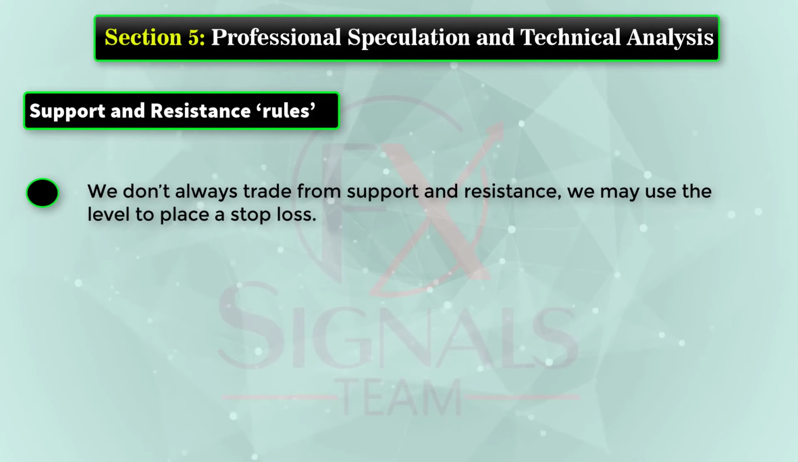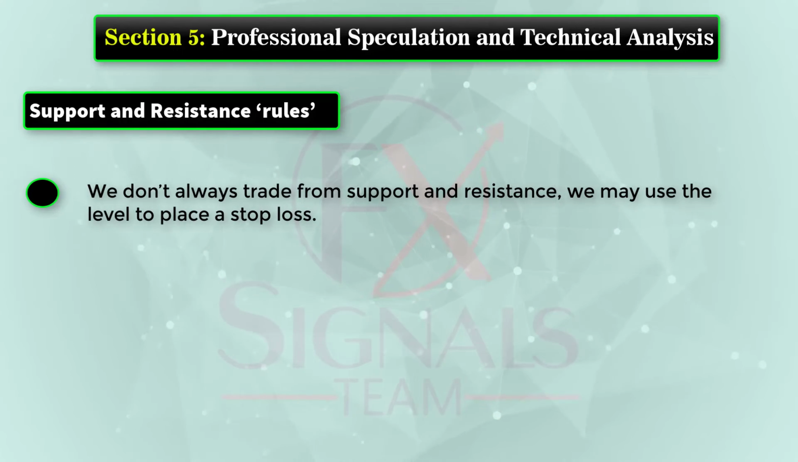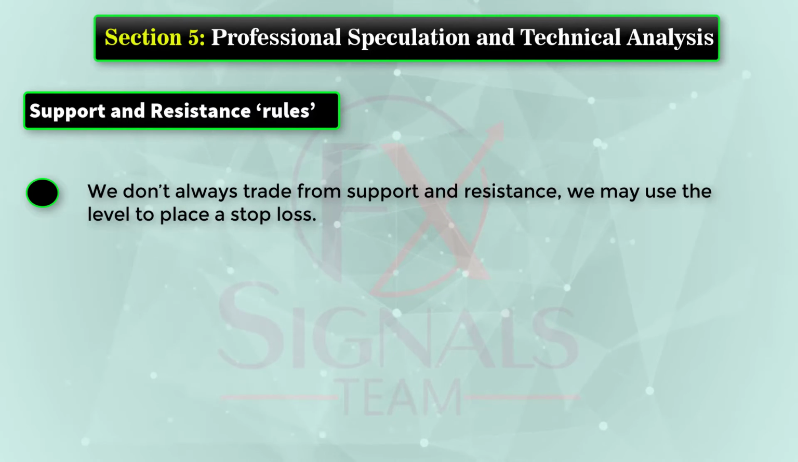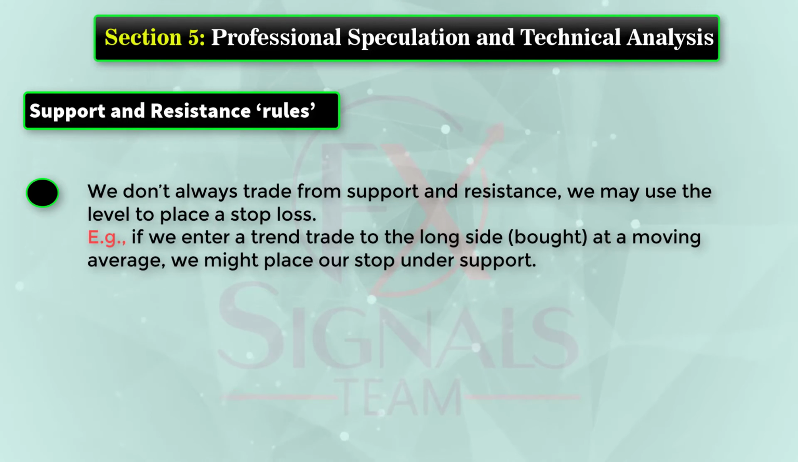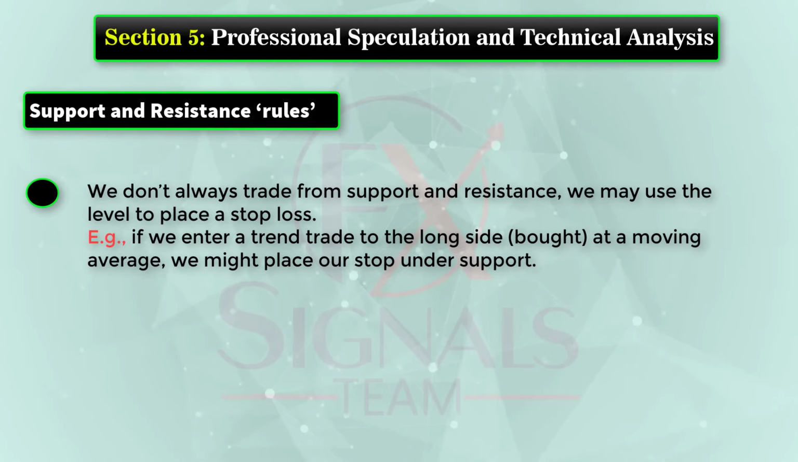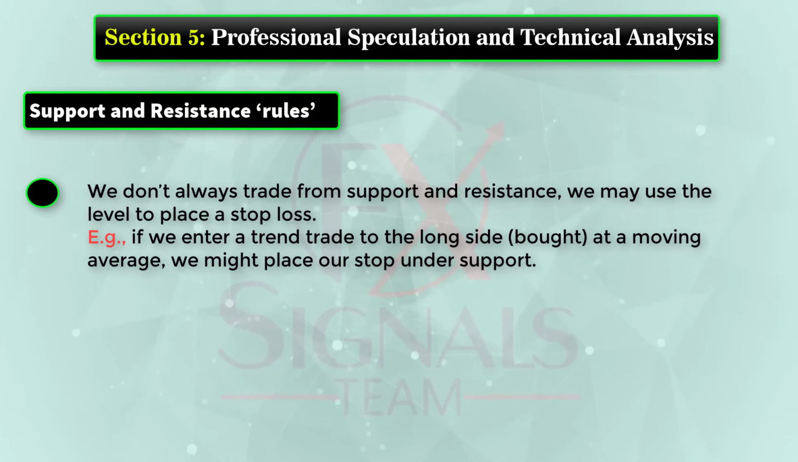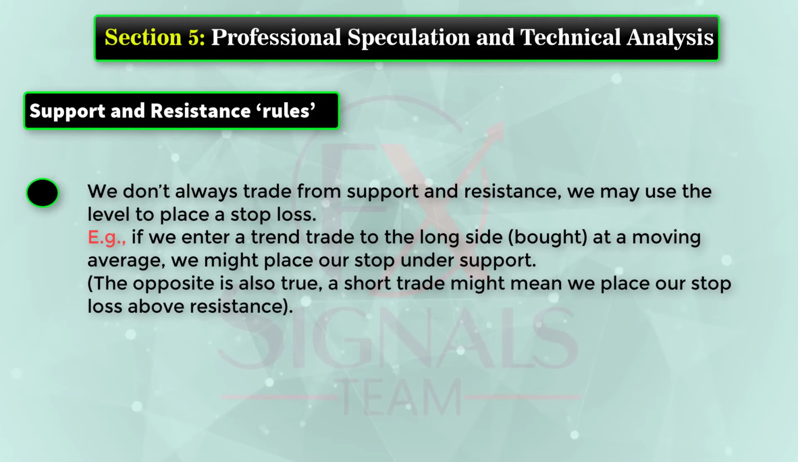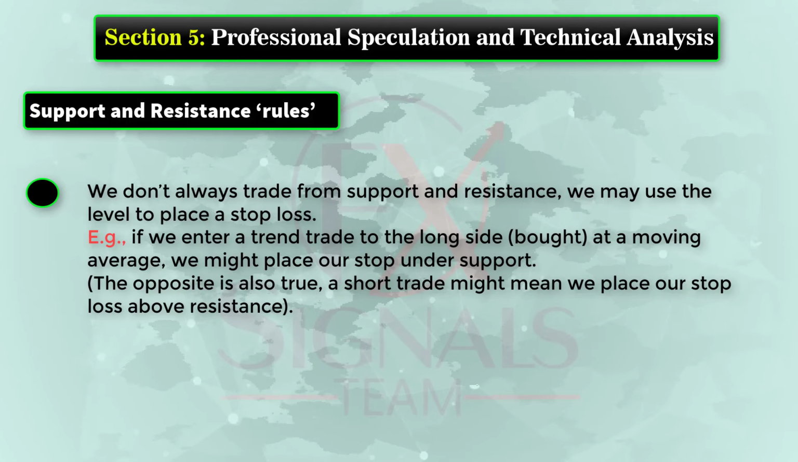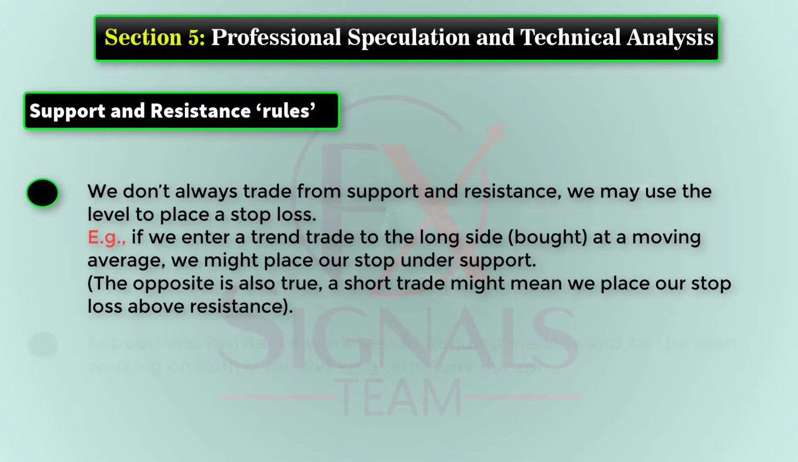We don't always trade from support and resistance. We may use the level to place a stop loss. For example, if we enter a trend trade to the long side, bought at a moving average, we might place our stop under support. The opposite is also true. A short trade might mean we place our stop loss above resistance.